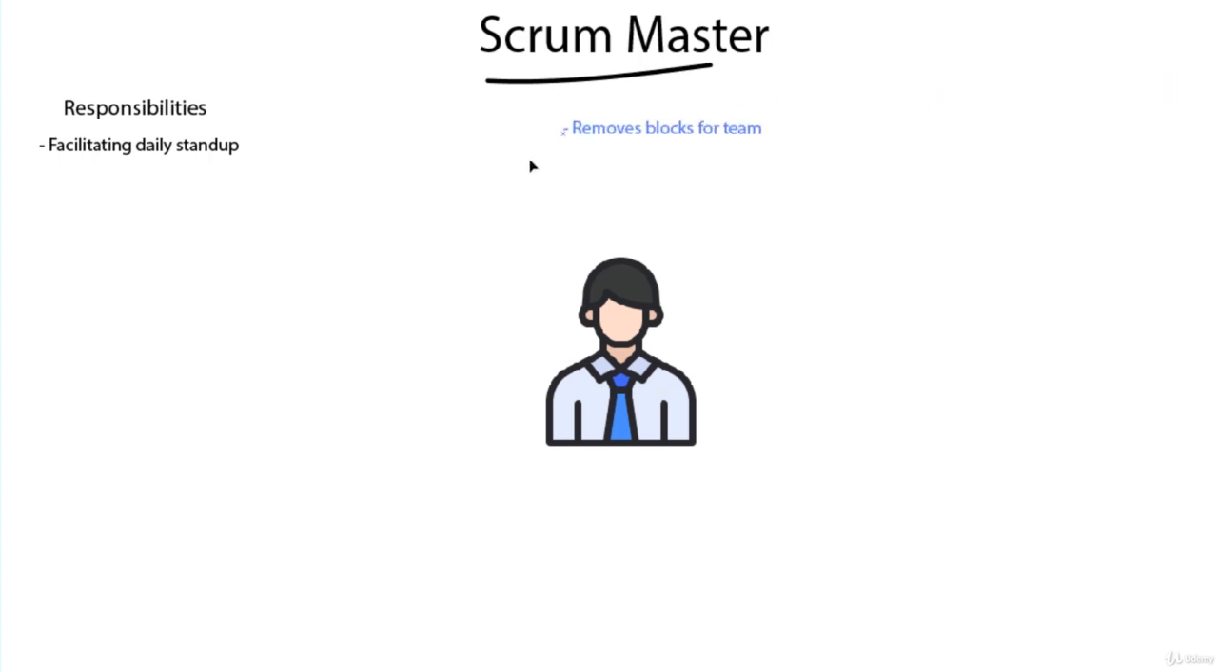Now, another one is they remove blocks from the team. The Scrum Master is going to take notes of everything that's blocking them. Maybe there's a hardware issue. Maybe it's a software issue. Maybe there's a coding bug that needs some help, and there's a way that the Scrum Master can find some help for that. The Scrum Master is going to do everything they can to remove those blocks and keep the team going effectively. He might have to make some calls.